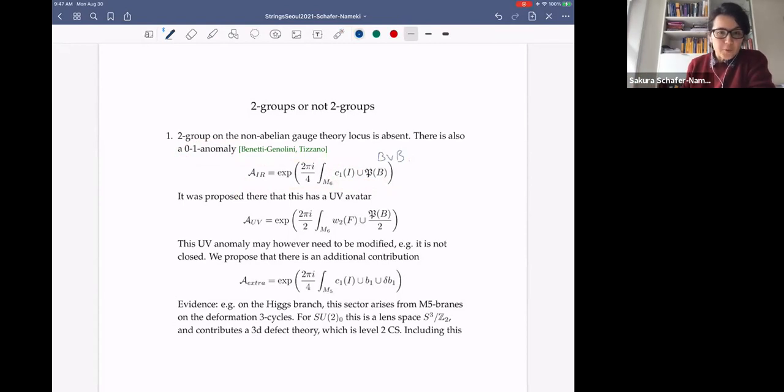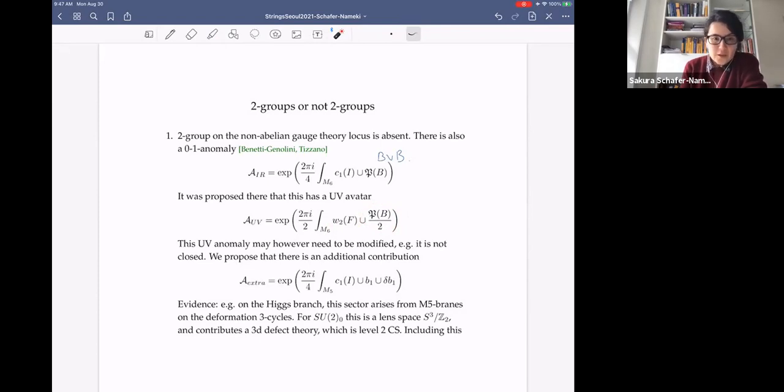So this is the background for the one-form symmetry. And one question is, how is that realized in the UV? The proposal that they made is that it's given in terms of w2 of this flavor symmetry bundle, and then B cup B, or the Pontryagin square of B over two. So there's potentially a problem with this anomaly in the UV.